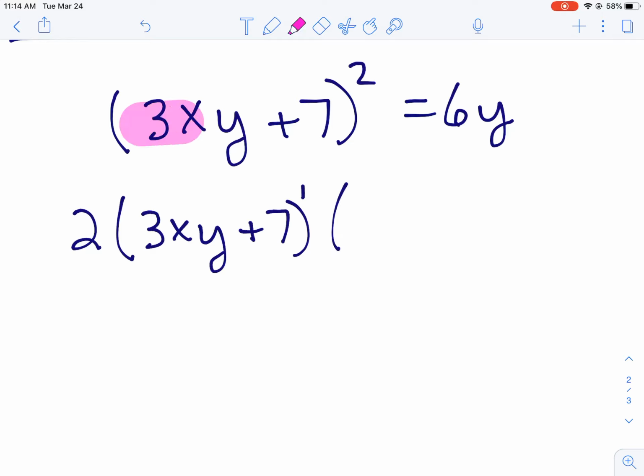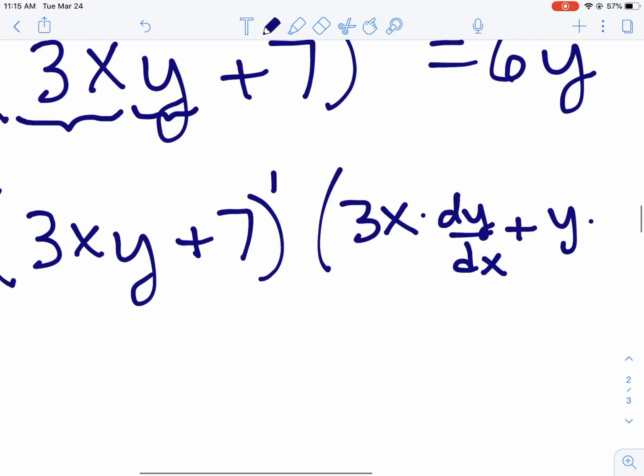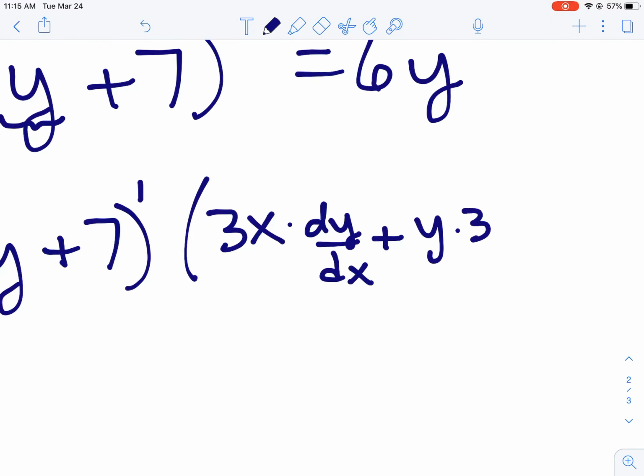And now I have to take the derivative of the inside. The first thing I notice is I have this, which is a product. So I'm going to think of this as 3x times y. The derivative of a product is the first, which is 3x, times the derivative of the second. The derivative of y is just dy dx, plus the second, which is y, times the derivative of the first, which is just a 3, plus, and that's it for that guy.